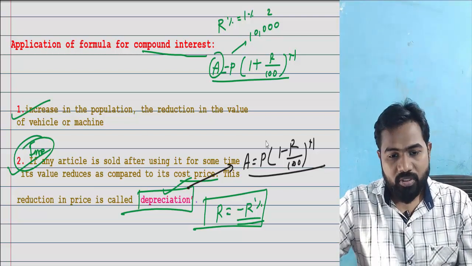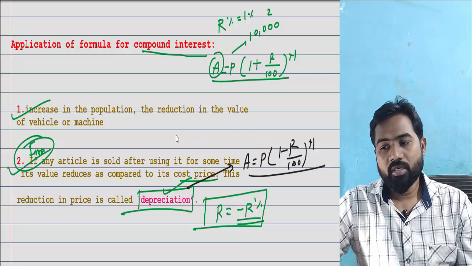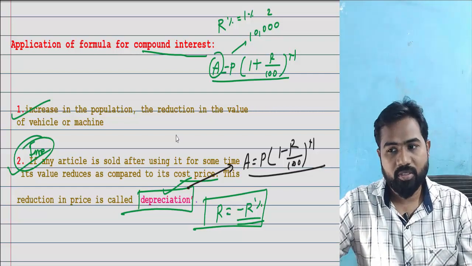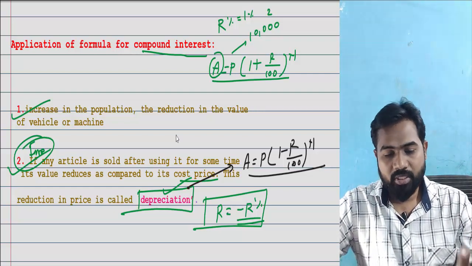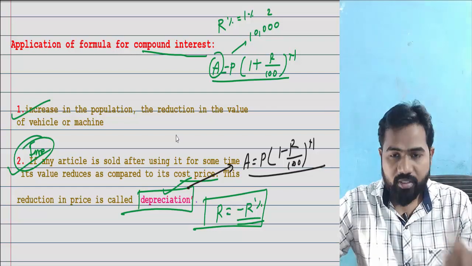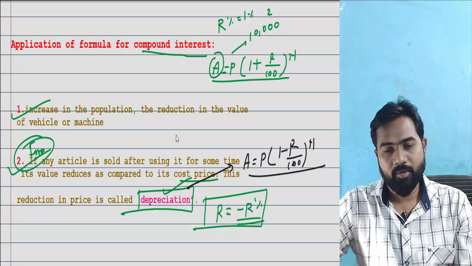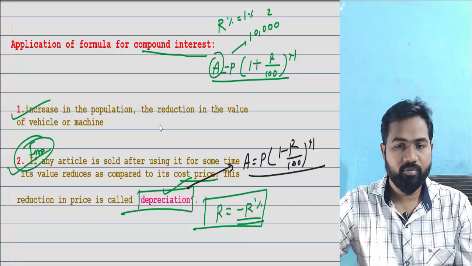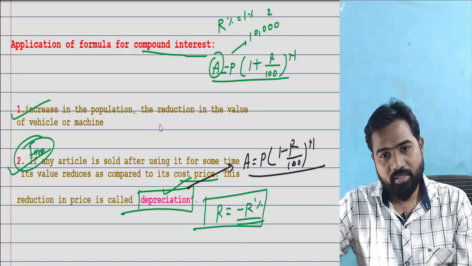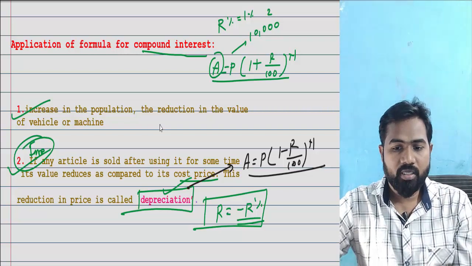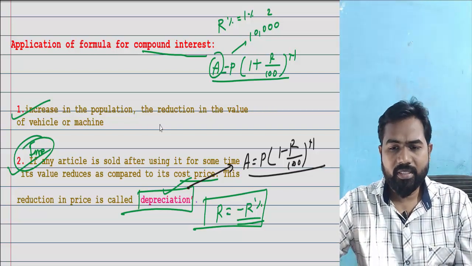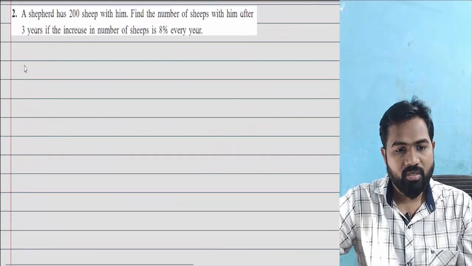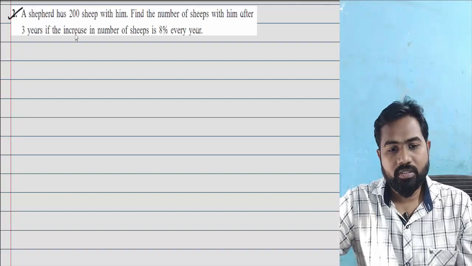Is that clear? So this is the application of compound interest. The compound interest formula is used not only in the banking sector but also to calculate the population of men, women, children after 1 year, after 2 years, considering the current population as the principal population, and after 2 years the population will be like an amount, your final population. Is that clear? And in terms of depreciation, we have to use the minus sign, a minus rate of interest. So let us solve some word problems based on this. For example, question number 2: a shepherd has 200 sheep with him.